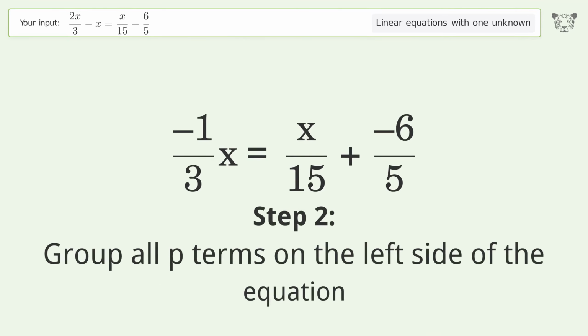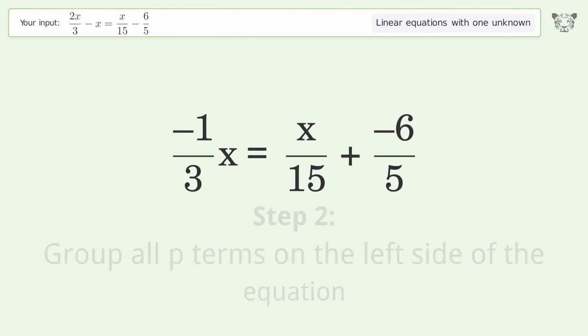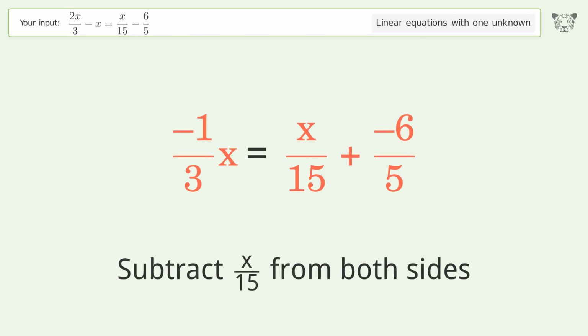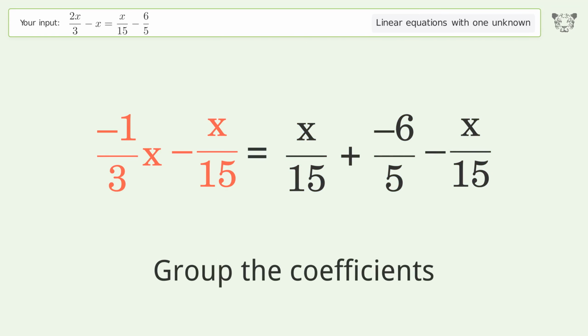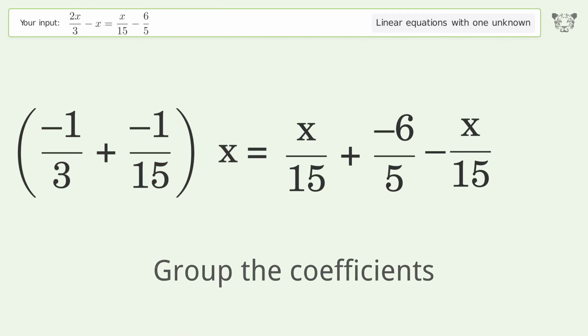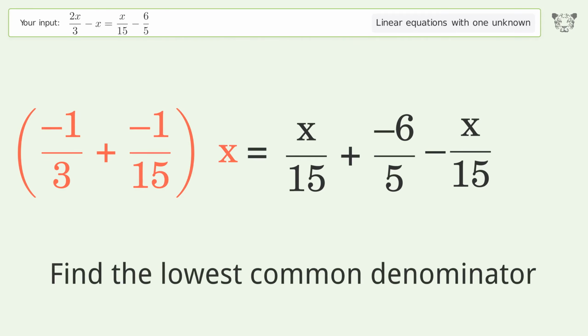Group all p terms on the left side of the equation. Subtract 10 over 15 from both sides. Group the coefficients. Find the lowest common denominator.